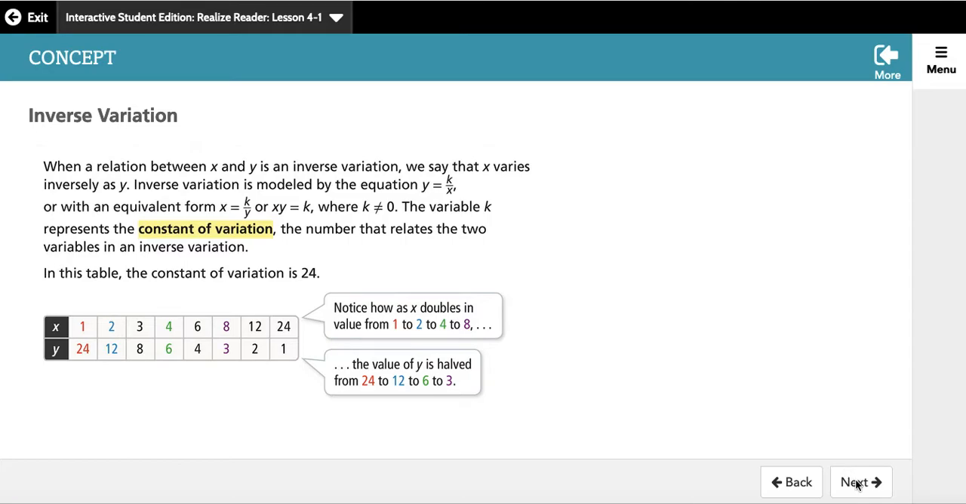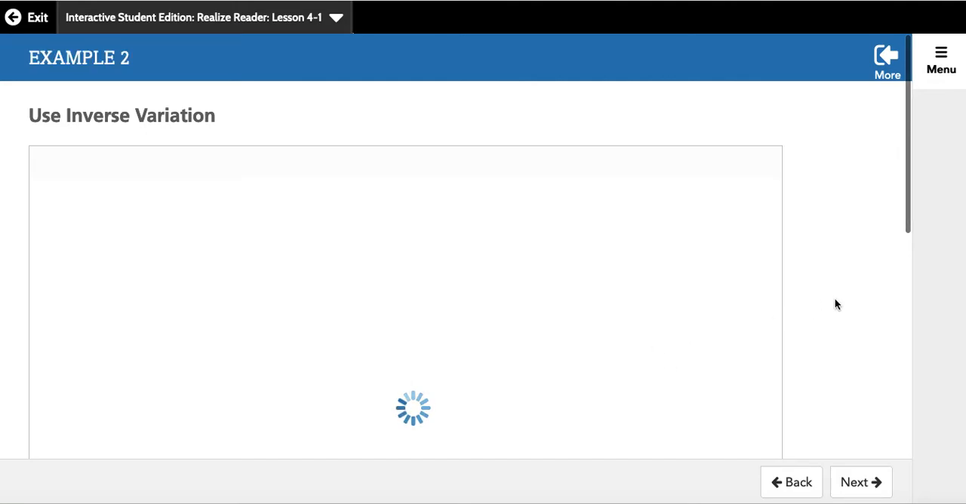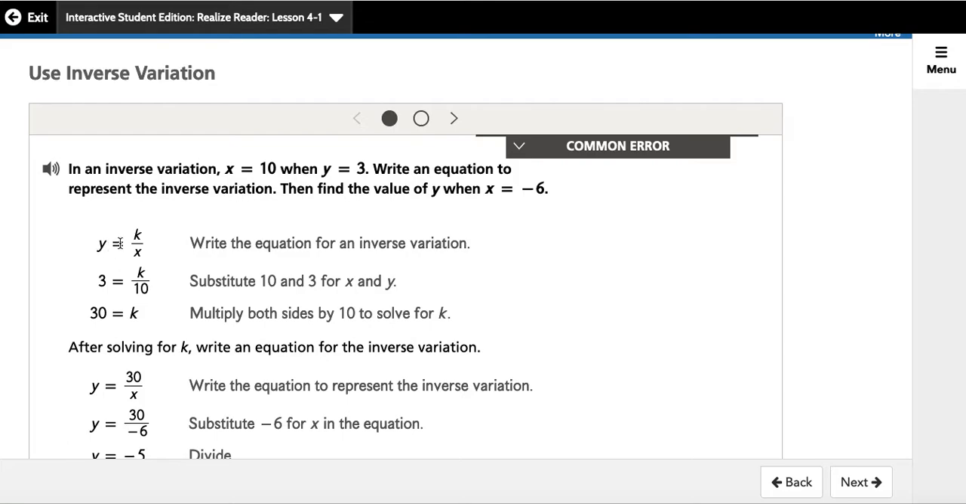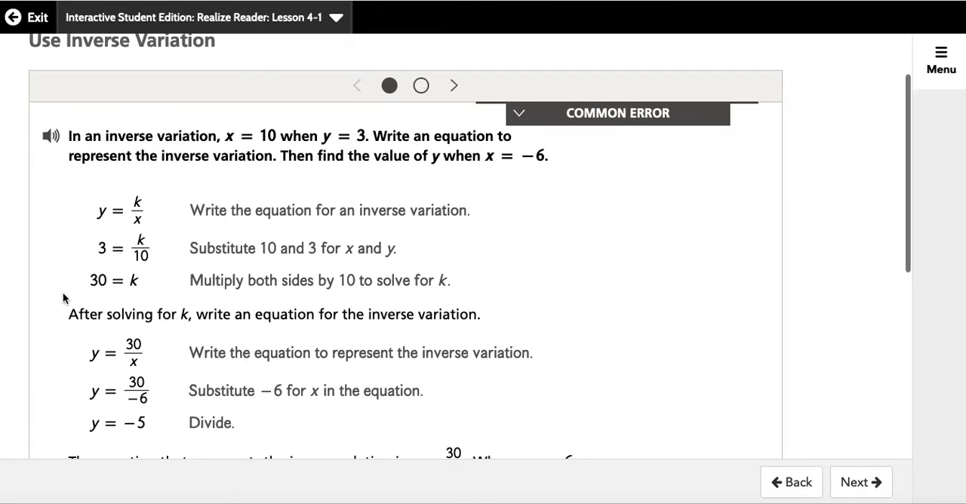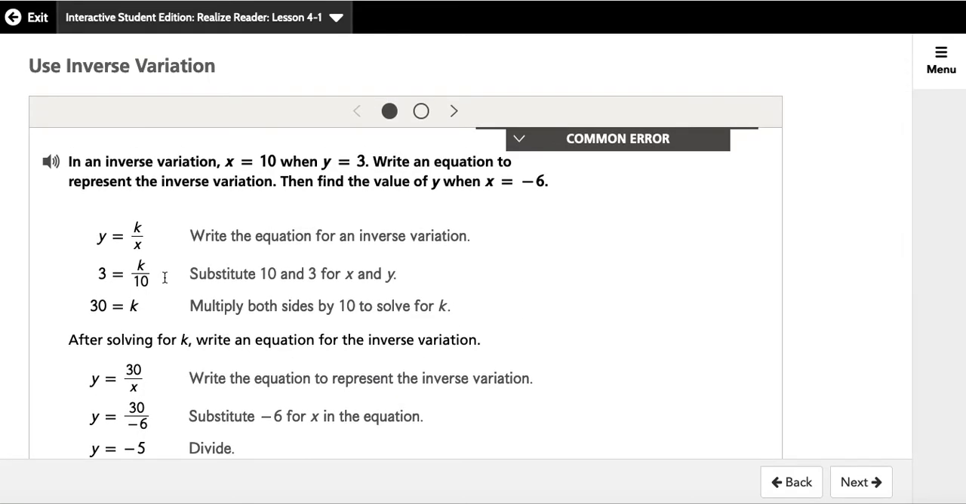All right, we're going to write some equations in this example using that idea. In an inverse variation, x equals 10 when y equals 3. Write an equation to represent the inverse variation. Well, if it's 10 and 3 for x times y, they wrote it like this. I like to just go x times y and find out the constant of variation is 30. That's what I do right off the bat. And now I know I can have any of these forms, so I could have y equals 30 over x, and there's other ones too.